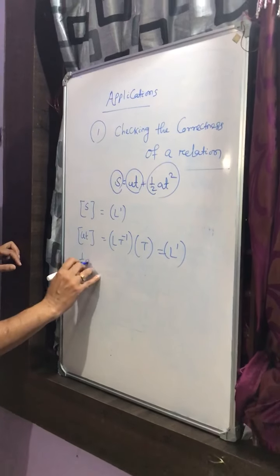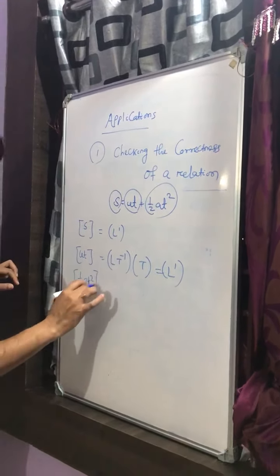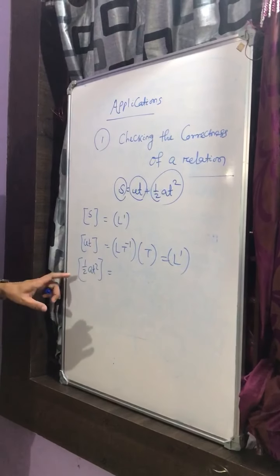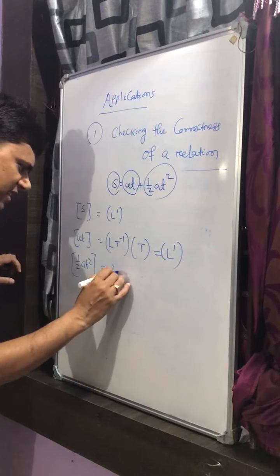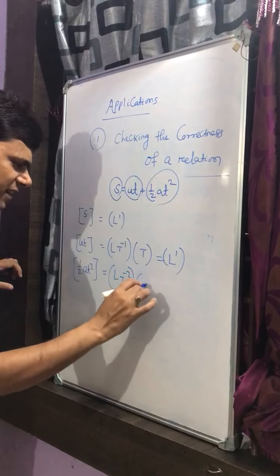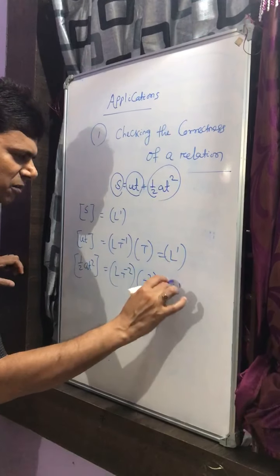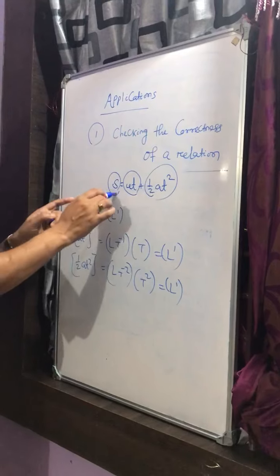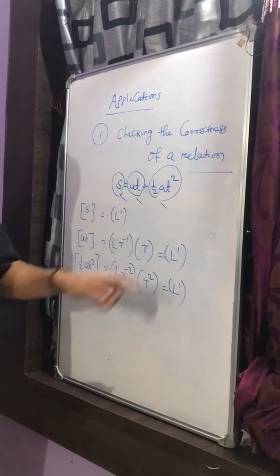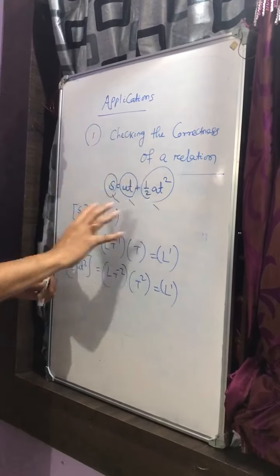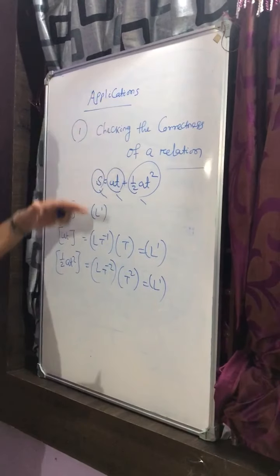Similarly, the third term will have a dimension like this. Half is a number having no dimensions. a means L, T minus 2, then t square is T2, so this will be L. So all the terms in this relation have the same dimensions. So this formula is dimensionally correct.